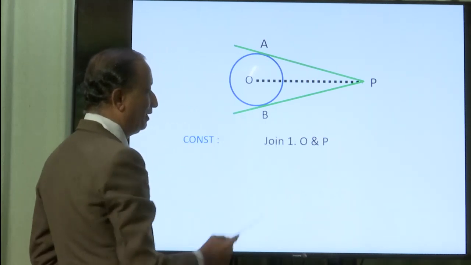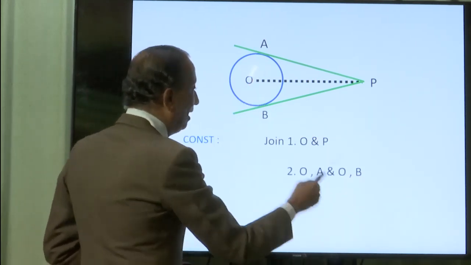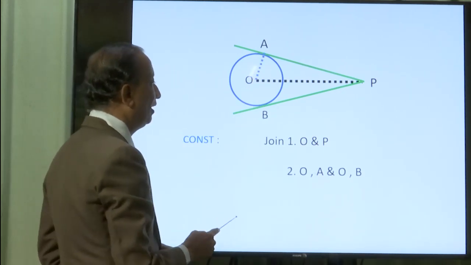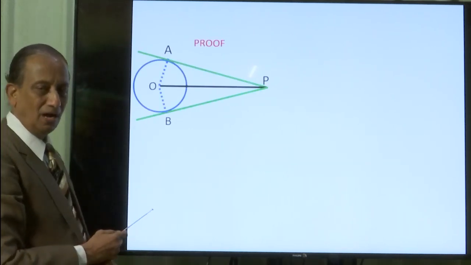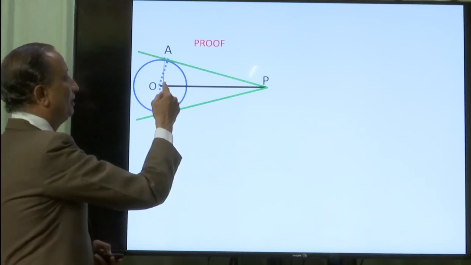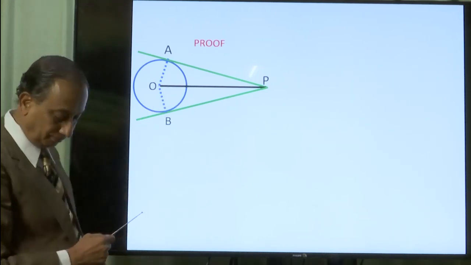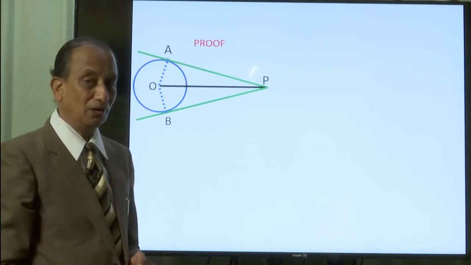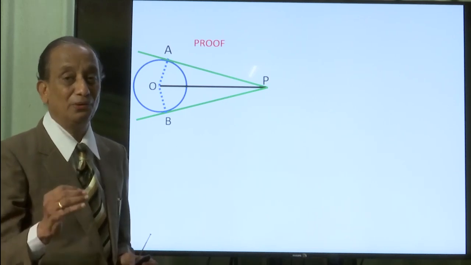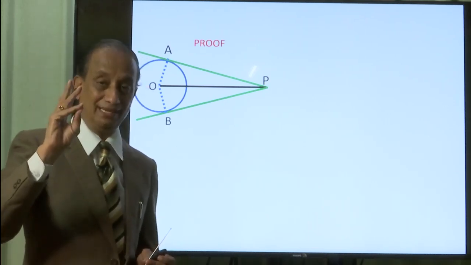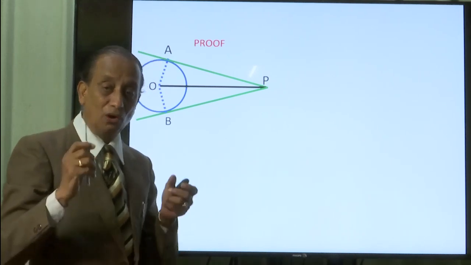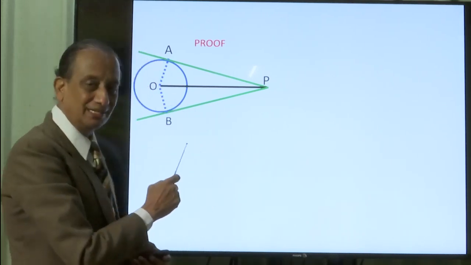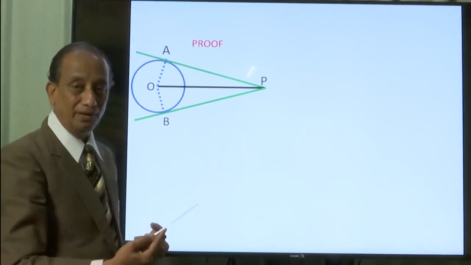So join O and P, point number 1. Point number 2, join OA and OB also. Okay, and this is the construction. Now the proof. So look at this figure carefully, children. How to show that the lengths PA and PB are equal? You need to recall the 9th standard chapter on congruent triangles, in which we told you SAS, SSS, ASA and RHS criteria. So using the congruent triangle concepts, we need to demonstrate that these two triangles are congruent. So how to do it?